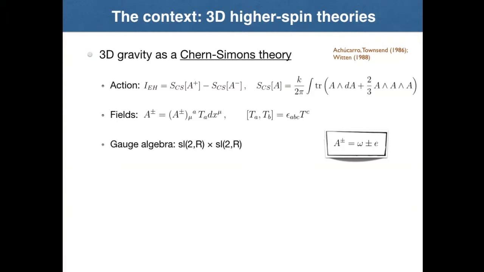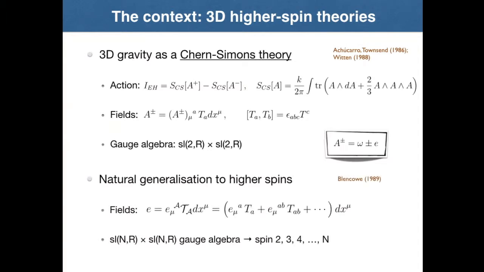So they contain connections which are SL2R valued, and in particular our fields will have this expansion where these are just the SL2R generators. This means that the gauge algebra is just the SL2R cross SL2R gauge algebra, and one goes back to the Einstein-Hilbert action by defining the spin connection omega and the frame field e in this way, which is kind of well known, and by now it's also kind of customary to consider extensions of this setup to include higher spins.